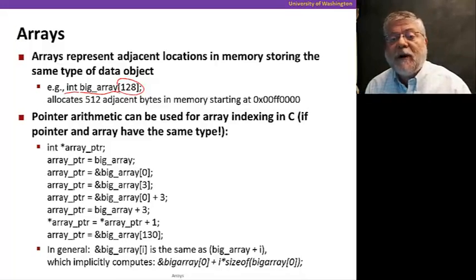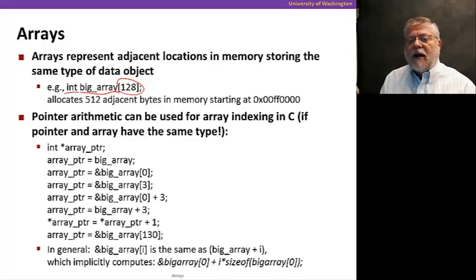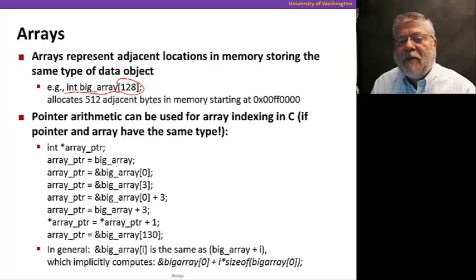That number between those square brackets is going to allocate 512 bytes of adjacent memory, starting at some location. What location? Doesn't really matter. The one I'm showing here is pretty arbitrary, but it'll be easy for us to use in our examples. Basically, the compiler will take care of that and decide where in memory that data should go. Now, our pointer arithmetic can be used for indexing in this array.